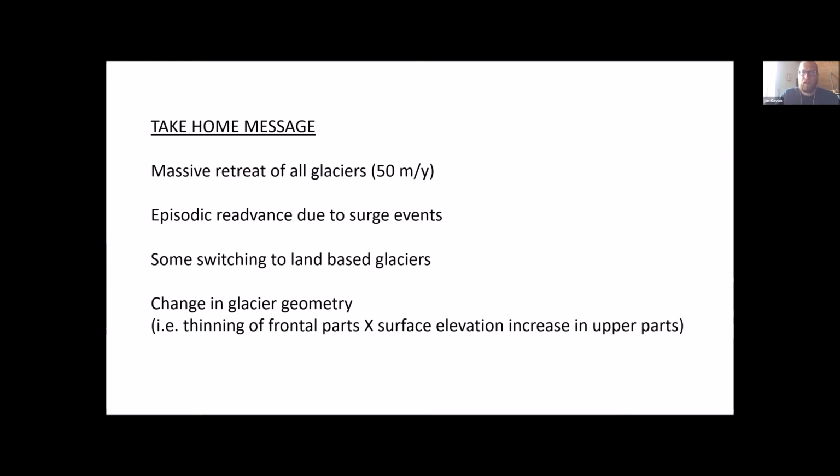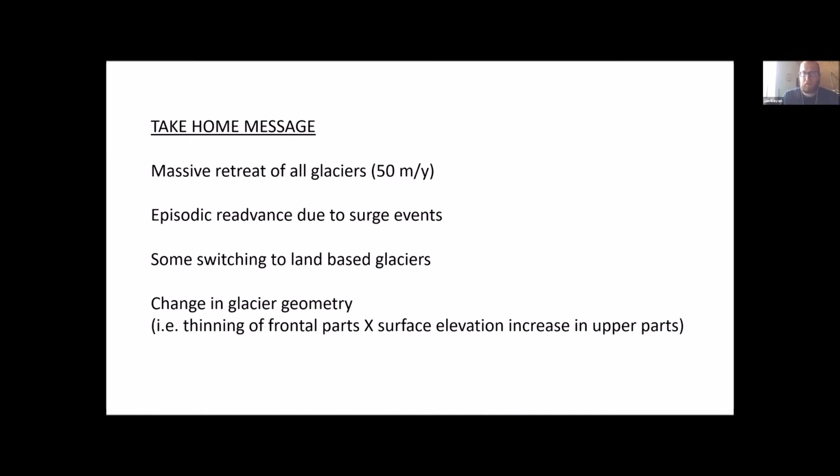So basically what's important to sum it up, the massive retreat of the old glaciers was recorded, with average retreat rate of about 50 meters per year, with some extremes like 150 meters in case of the Hamburg Brine on the south. And it was quite easy to also see or illustrate the episodic readvance due to the surge events, which was quite well visible both on the satellite images and also on the digital elevation models.